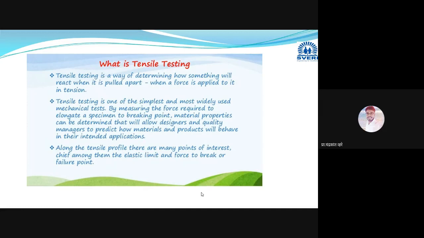Okay, you can take the example of a wire also. So this is also an example of tension. Sorry, a rubber wire. This is an example also. So write it down. Write the tensile testing. Give the heading.